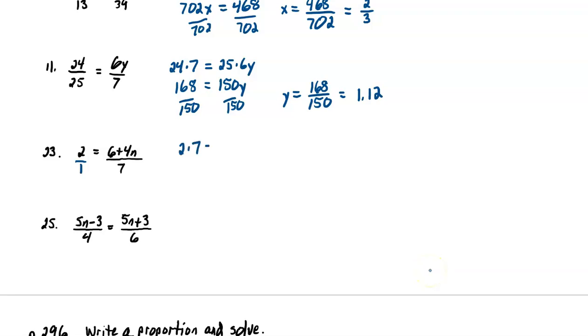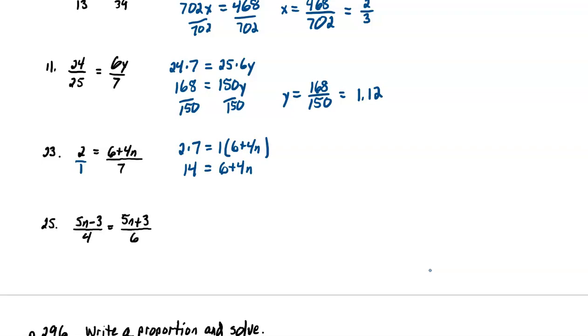2 times 7 along the one diagonal is equal to 1 times 6 plus 4n along the other diagonal. 2 times 7 is 14, and when you multiply something by 1, you just keep that same thing that you had to begin with. And here is our resulting equation with no fractions in it. Now solve this equation like you've done all year.